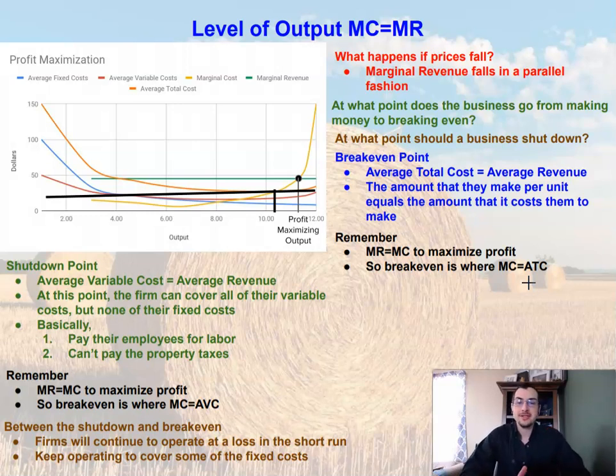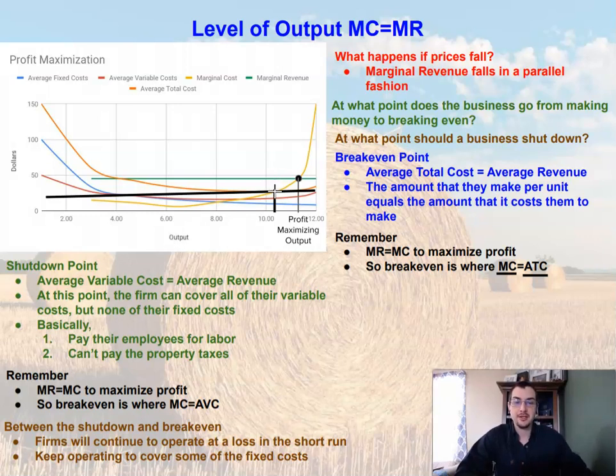Remember from before I said that the marginal cost curve is going to cross the average total cost at their minimum point. So at this point right here is where marginal revenue equals average revenue, which equals average total cost, which equals marginal cost. All four of those are equal to each other at this point. So we know by default that where the marginal cost curve crosses the average total cost curve, that point is actually the break-even point.